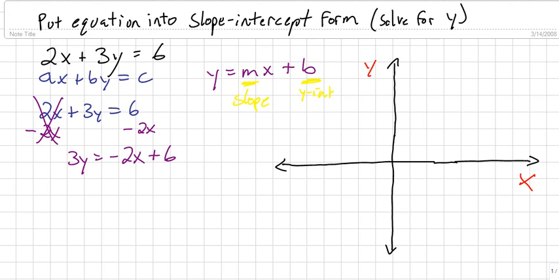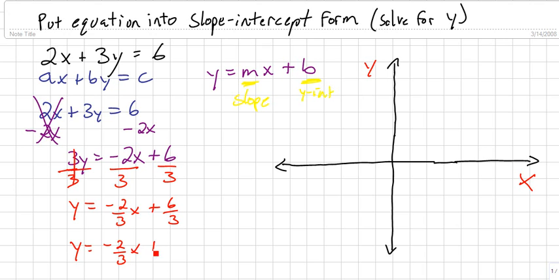Now, if you take a look at it, I'm close. I have the y on the left side and everything else on the right side, but I still have this 3. I need to get rid of the 3. It's 3 times y, so the equal but opposite operation of multiplying by 3 is dividing by 3. Whatever I do to one side, I do to everything on the other side. The 3s cancel out to 1, so I'm left with y equals negative 2/3 x plus 6 over 3. And 6 over 3 can be simplified, so y equals negative 2/3 x plus 2.